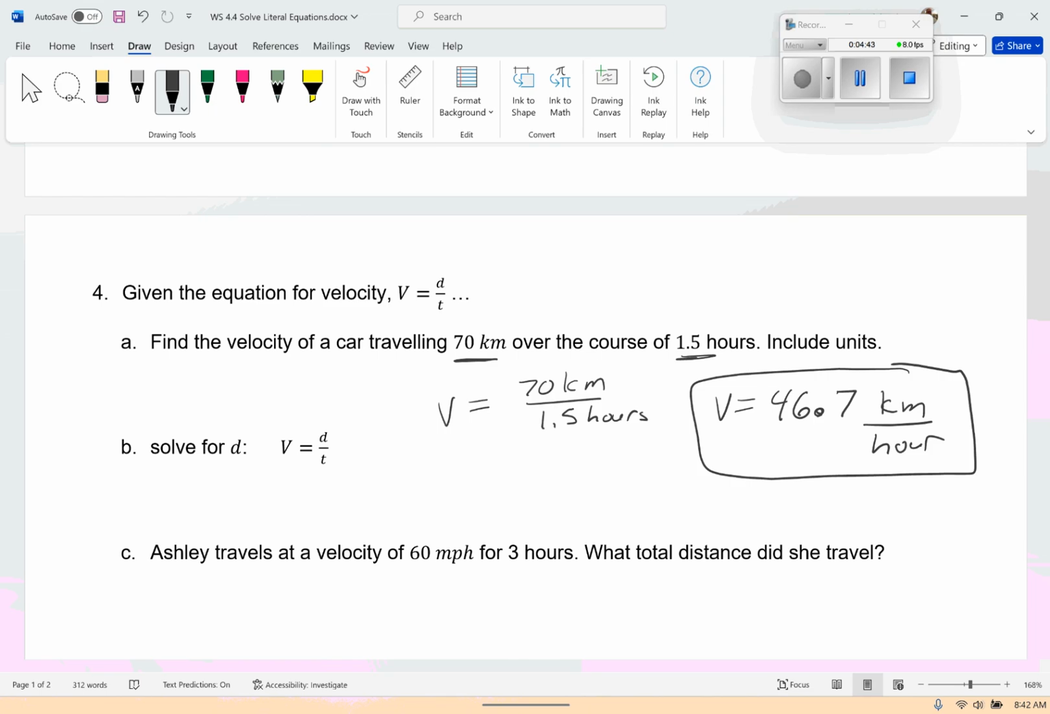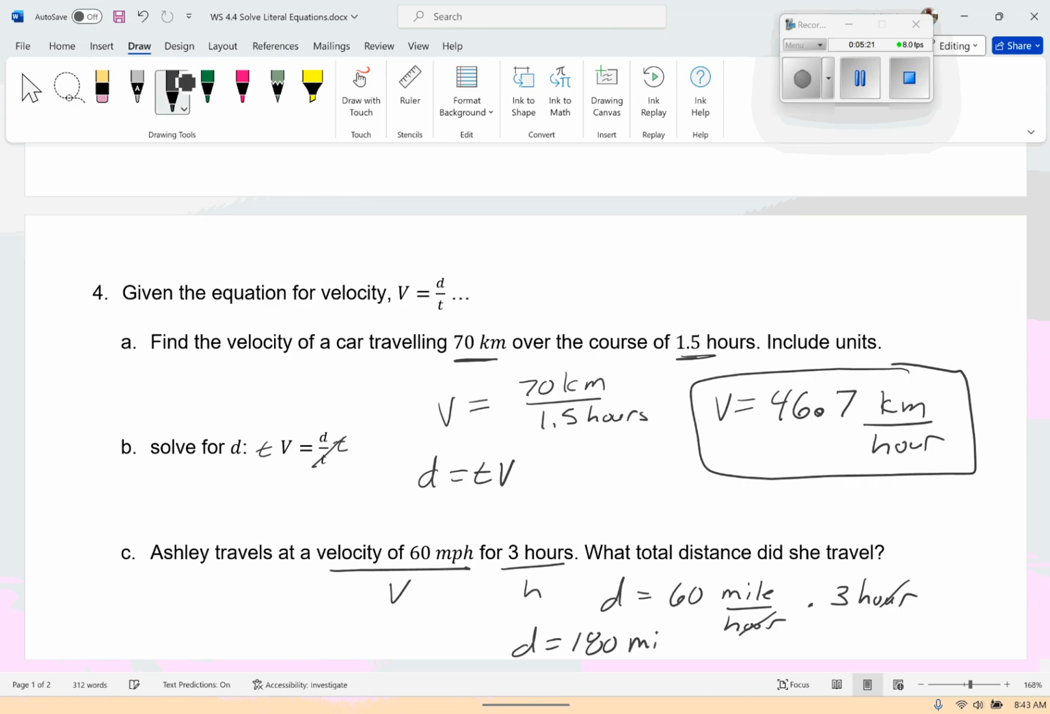And then they want us to solve for d, so d over t is division. If I multiply both sides by t, those t's cancel out. So d is equal to tv, time times velocity. It says Ashley is at a velocity of 60 miles per hour. That's v, for 3 hours, that's time. So D equals 60 miles per hour times 3 hours, the hours cancel out. 60 times 3 is 180. So she did 180 miles.